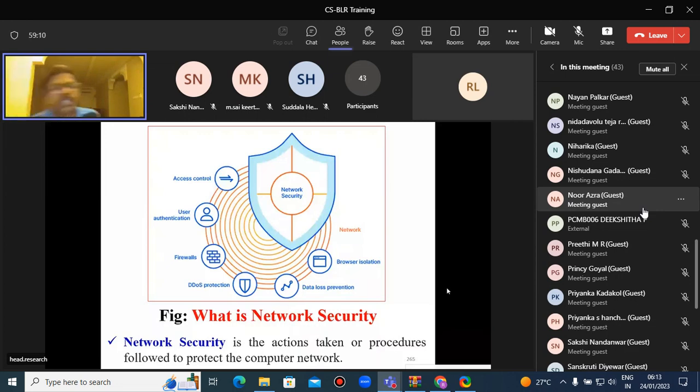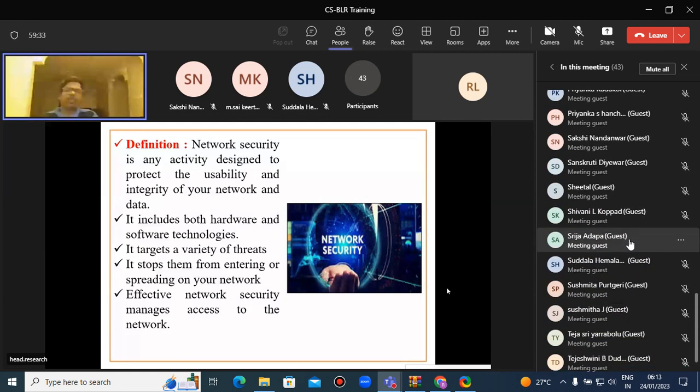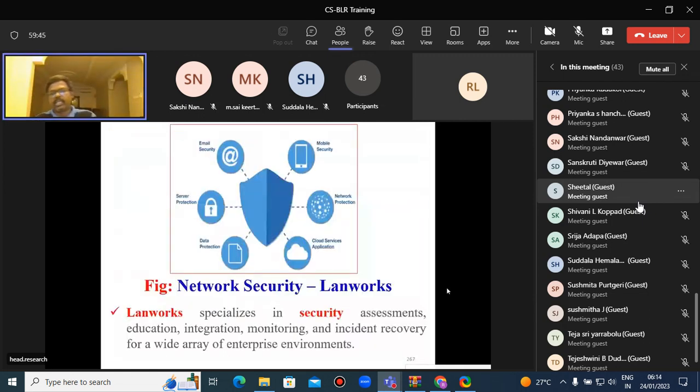So network security is any activity designed to protect the usability and the integrity of your network and data. It includes both hardware and software technologies. It targets a variety of threats, malware or malicious attacks, and stops them from entering or spreading on your network. Effective network security manages access to the network level. So network security, LANworks.